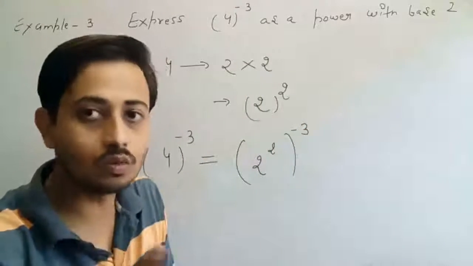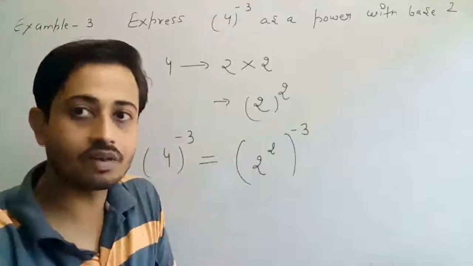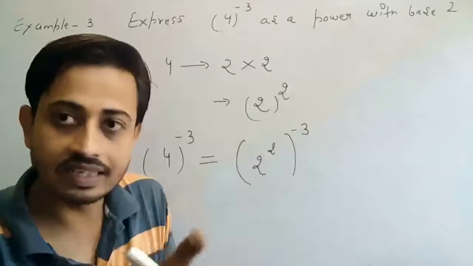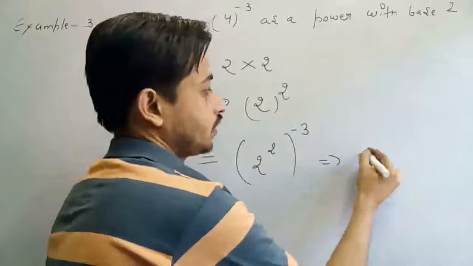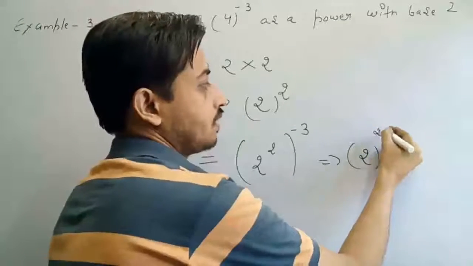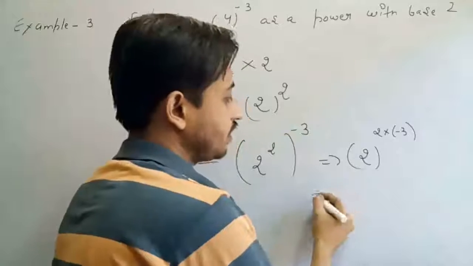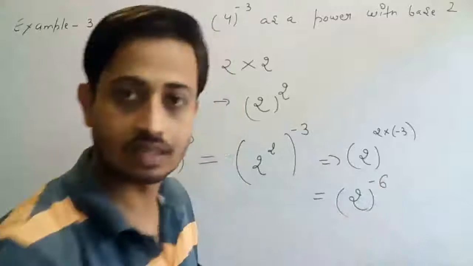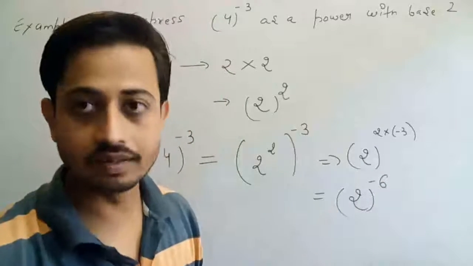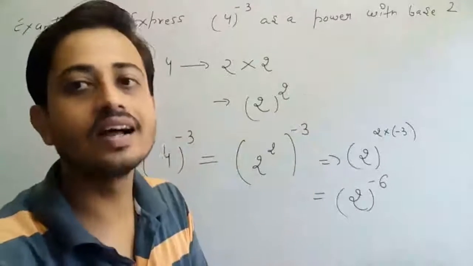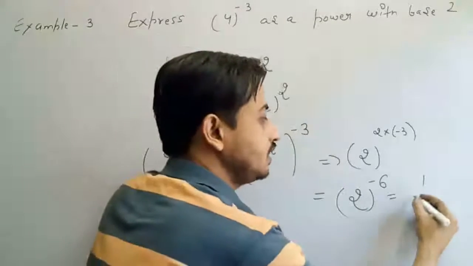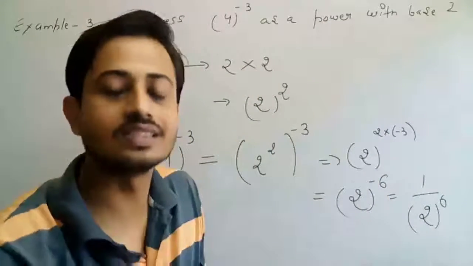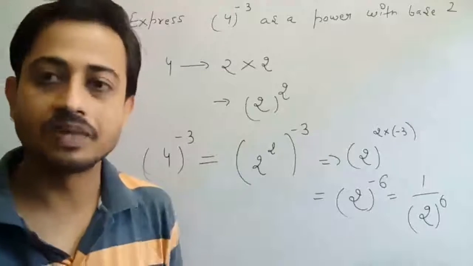And you know what's the rule? If an exponent has a power and the whole term has also a power, then the powers get multiplied. So we get 2 raised to the power 2 multiplied by minus 3, which is minus 6. And if you write the positive power, what do we have to do? Move it into the denominator because it is present in the numerator. So we get 2 raised to the power 6. This is the final answer. So please make a note.